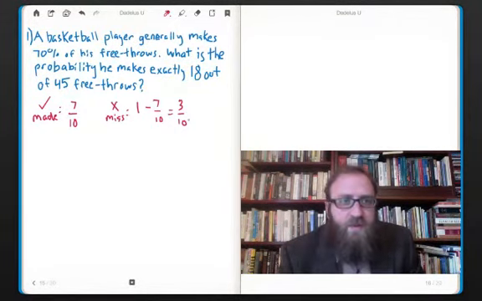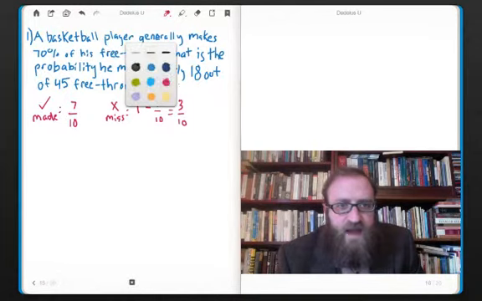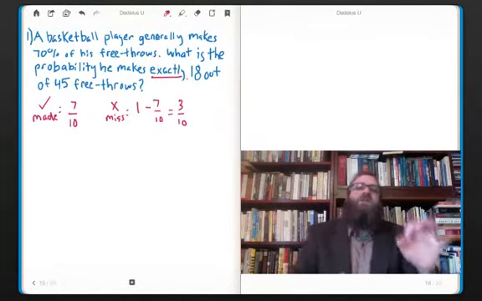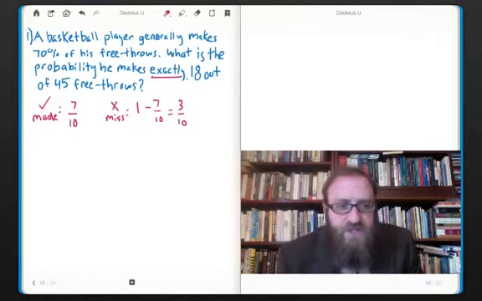Question 2 here is, what is the probability that he makes exactly 18 out of 45 free throws? I call your attention to this word exactly. Anytime you see the word exactly in a probability question, pay close attention, and we'll see why in just a moment. First, let's think about these 45 free throws. I could write out placeholders commonly used to designate an event in probability. I could write out 45 of these, but that would take all day. So we'll just imagine that there's 45 of them.